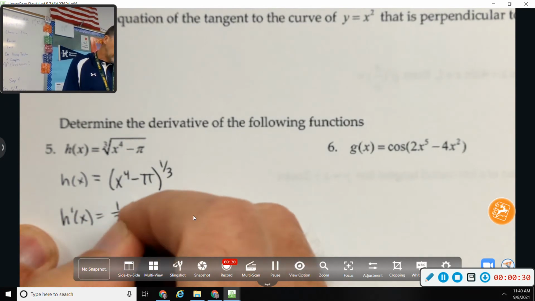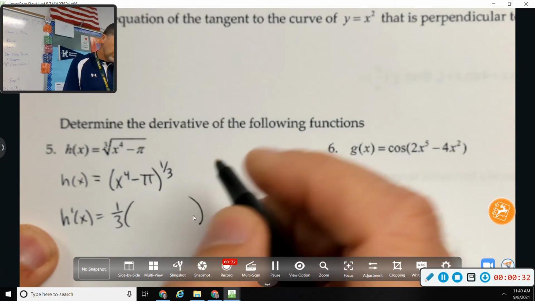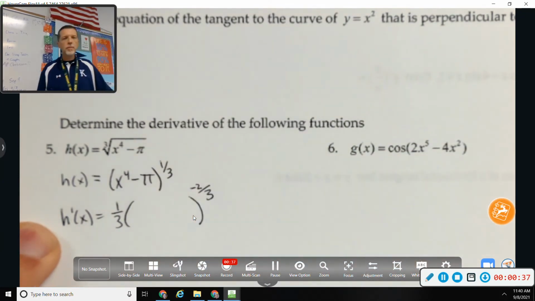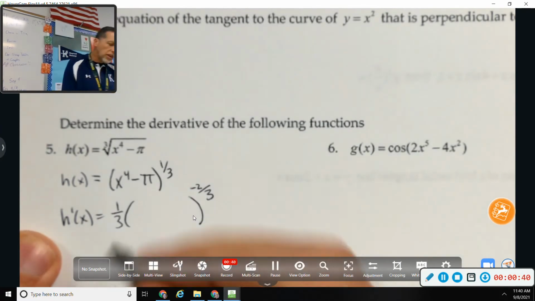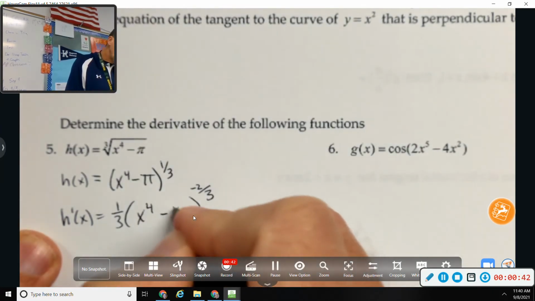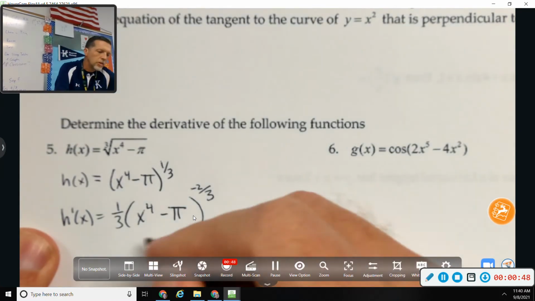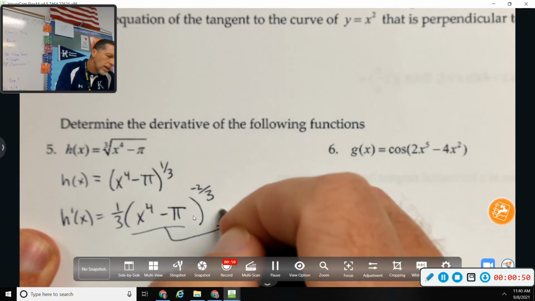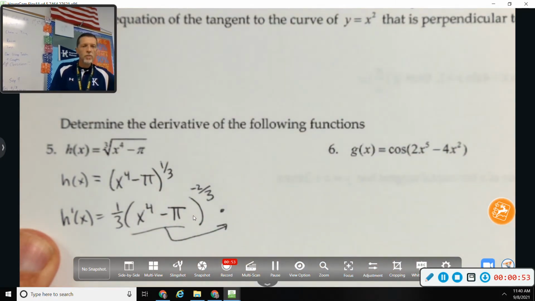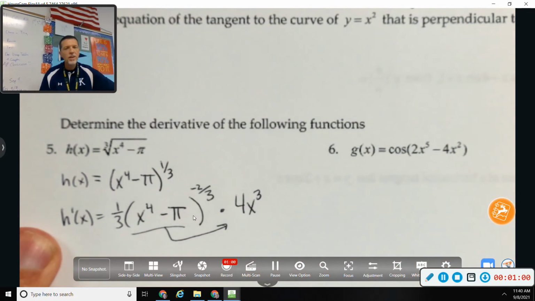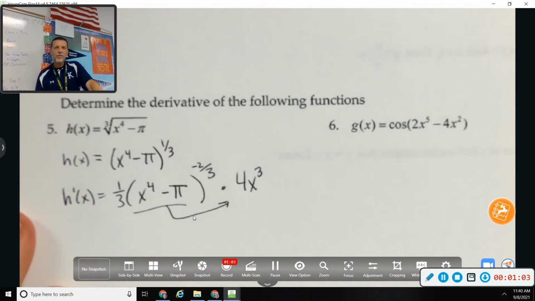So 1/3 times the something to the 1/3 minus 1, negative 2/3. The something stays the same, right? You eat your blow pop one layer at a time, but you don't just take the wrapper off, you got to keep eating. So the derivative of x to the 4th minus pi, there's pi again, be 4x cubed, and the derivative of pi, what's the derivative of pi? 0, because it's a constant.